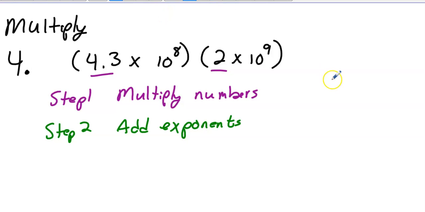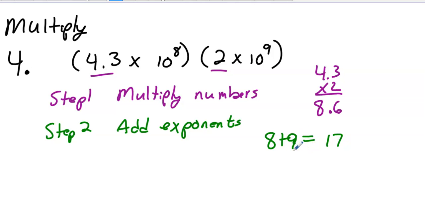Okay, so for step 1, we'll do 4.3 times 2 for 8.6. And for your exponents, just 8 plus 9 for 17. Okay, and then for your answer, just go back and put those two things together, that now you've got the 8.6. It's always going to be times 10, because that's the part of the scientific notation that's always the same. And then whatever your power is that's here, that's the power that goes there.